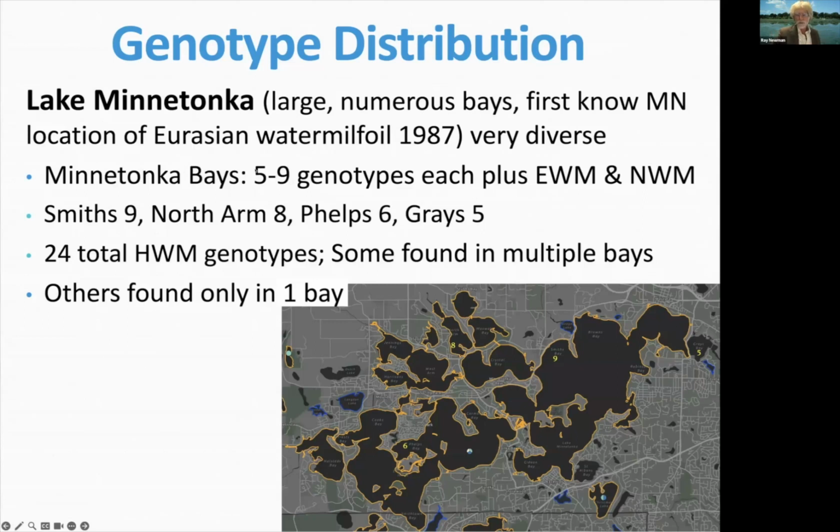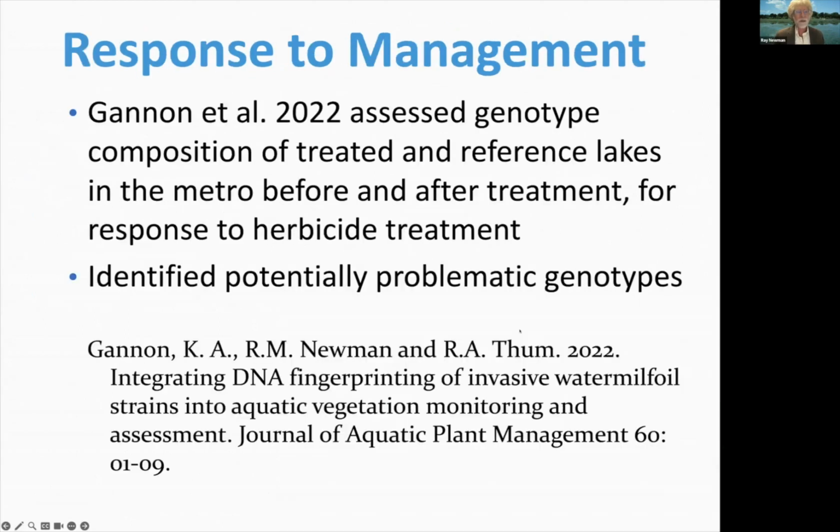So the bays that we've sampled have 5 to 9 genotypes each, plus tend to have either Eurasian or northern present. Smith's Bay's got 9 genotypes, North Arm 8, Phelps Bay 6, and Gray's Bay 5. So there's a lot of genetic diversity that's been generated and then moved around within Lake Minnetonka. Some of these are found in multiple bays, and there still are a few genotypes that are only found in a particular bay. Remember, that's where sexual reproduction is occurring.